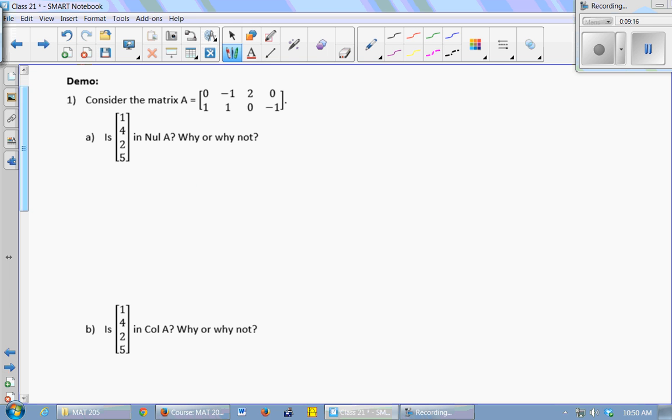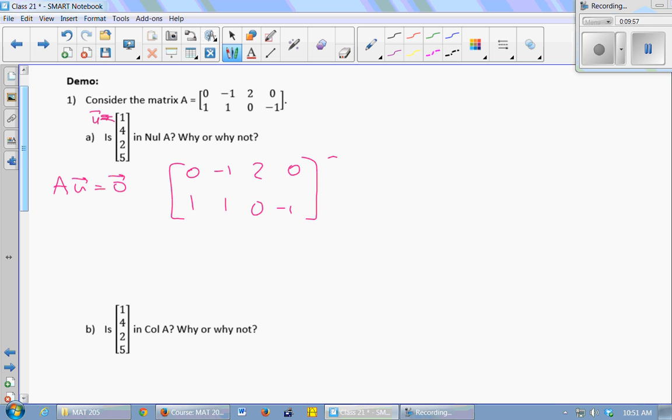Okay, so let's look at this matrix. We've got a 2 by 4 matrix. Is 1, 4, 2, 5 in the null space of A? How do I figure it out? Yeah, so I just multiply. I'll say this is some vector x, or maybe we'll call it u. If Au equals 0, then yes. If not, then no. So I just do my multiplication.